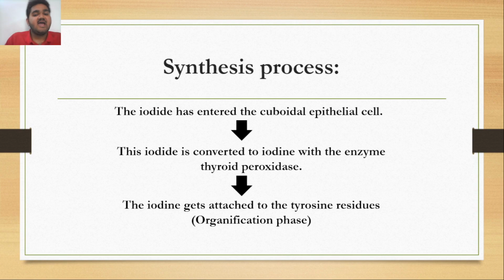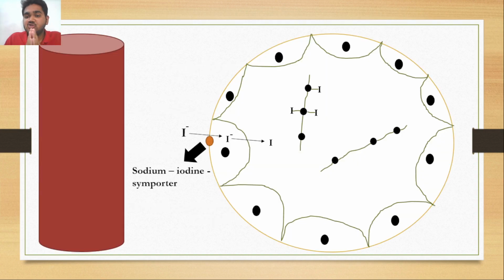So the iodide has entered into the cuboidal epithelial cell. We have converted this iodide into iodine, and what was the name of that enzyme? The name of that enzyme was thyroid peroxidase. Now can I say that the empty space is having our iodine. We just learned that in the empty space we have a very important glycoprotein, and that glycoprotein is known as thyroglobulin.